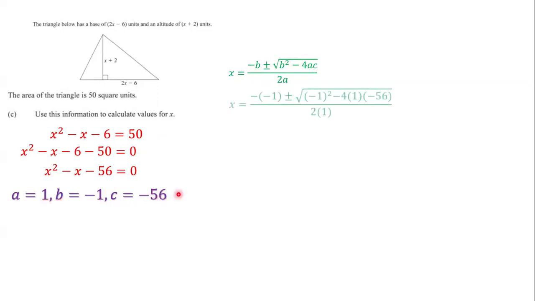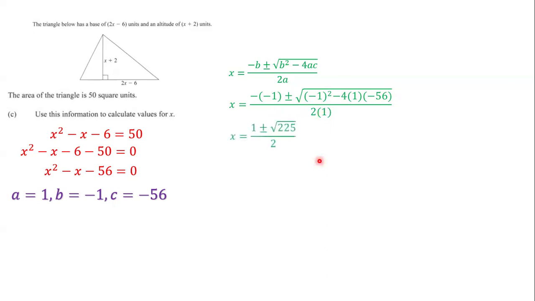So let's substitute those values in. B is negative 1, so wherever we see b, we're going to put negative 1. A is positive 1, so we're going to take this a and put positive 1 here, and we have a here too, so we're going to put positive 1. And so what do we have? We have negative negative 1 plus or minus the square root of negative 1 squared minus 4 times 1 multiplied by negative 56 all over 2 times 1.